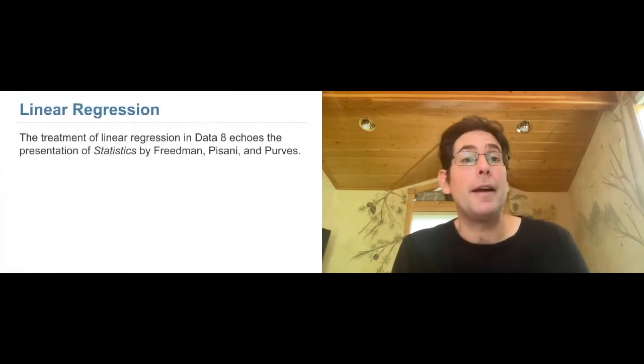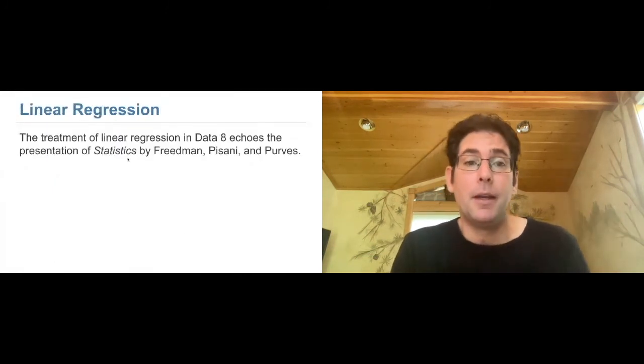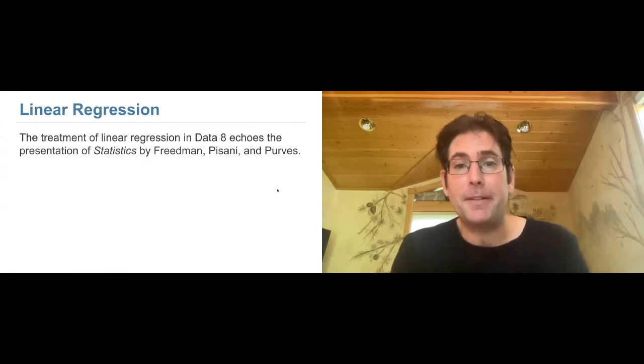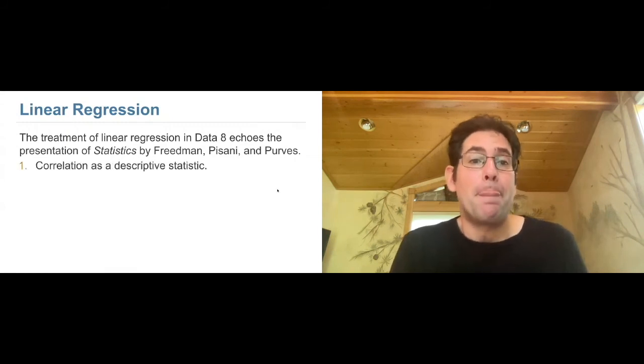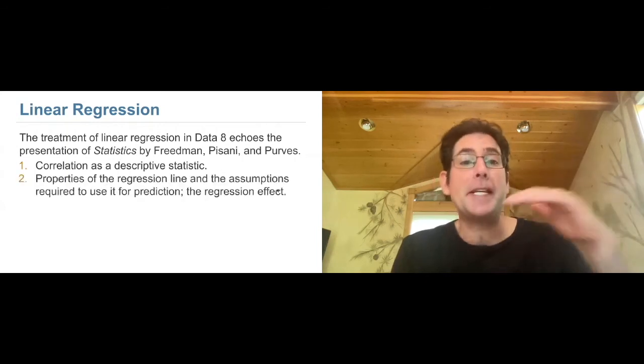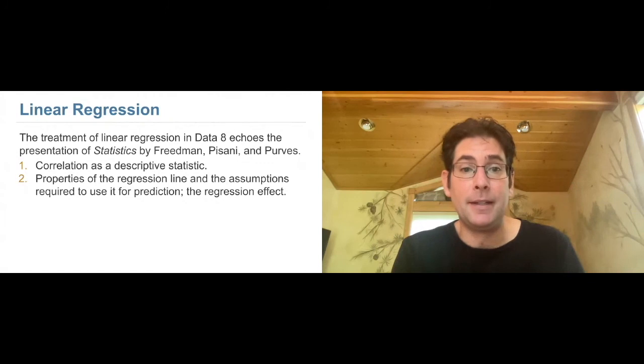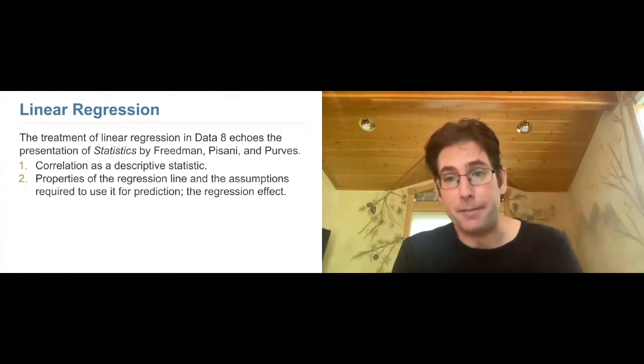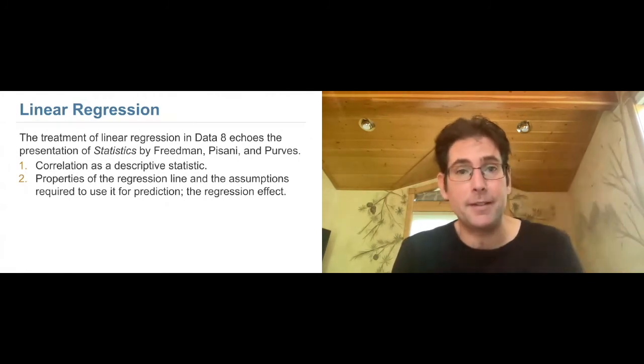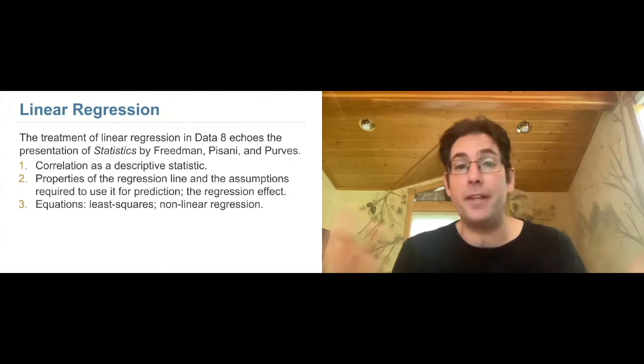Linear regression follows a classical statistics textbook by Freedman, Pisani, and Purves, where we start with correlation as a descriptive statistic. Then we talk a lot about the properties of the regression line, how you would use it for prediction, what assumptions that involves, what the regression effect is. All that comes before the equations.